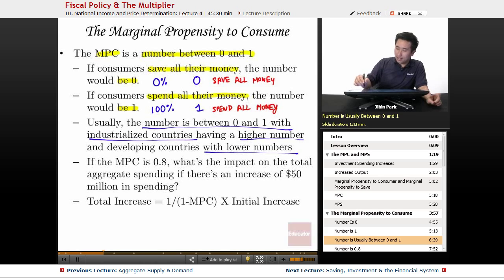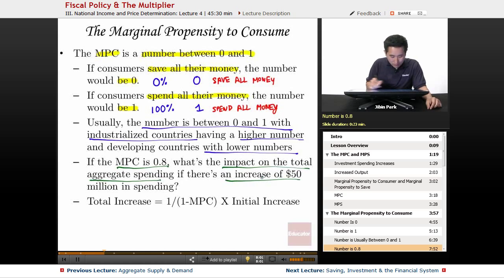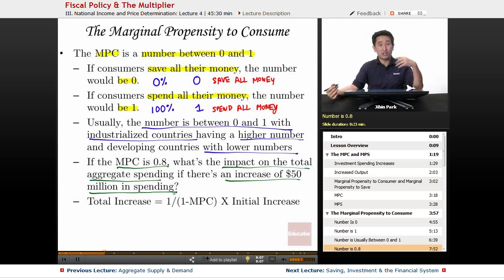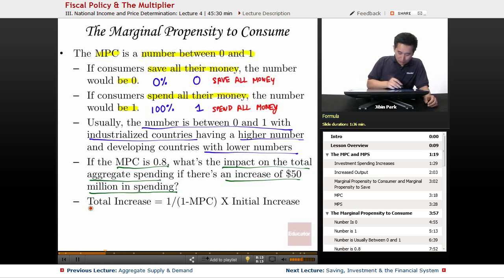So let's say hypothetically that the MPC is 0.8, so 80% of the money is spent, 80% of your paycheck. What's the impact on the total aggregate spending if there's an increase of $50 million in spending? All right, so in order to do that, you gotta work with the equation and then figure out what the multiplier is, and then multiply that by the initial increase in spending here. So you gotta revisit the formula here. The total increase is going to equal 1 over 1 minus MPC times the initial increase. So this is what's referred to as the multiplier. Okay, so here's the spending multiplier.